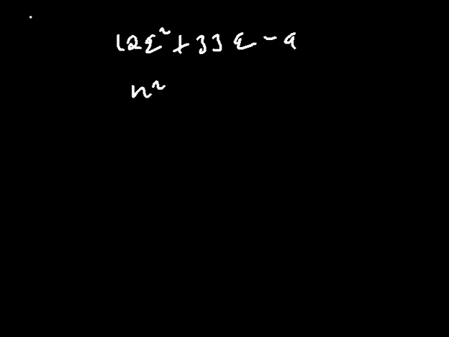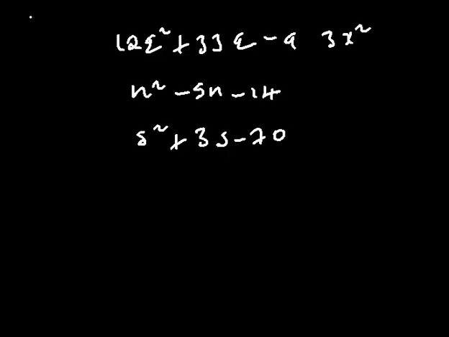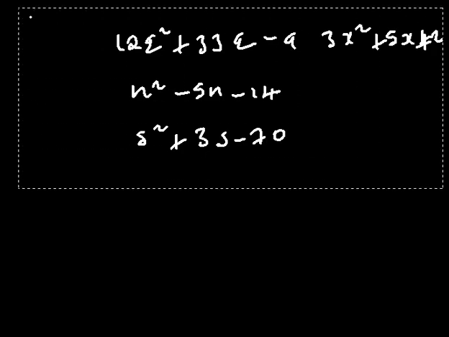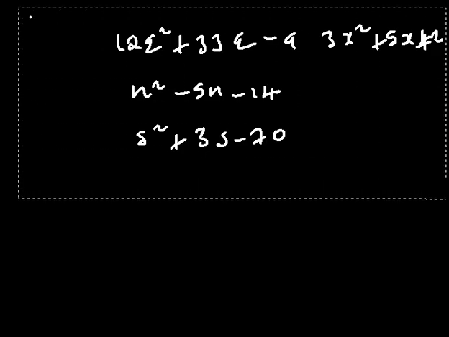Let's say we have n squared minus 5n minus 14, and also try to do the same. We have, let's say, s squared plus 3s minus 7. Try to have that one. And let's say if we have 3x squared plus 5x plus 2. So try to have that one as well, whether it is a perfect square or not, using what we call the discriminant.